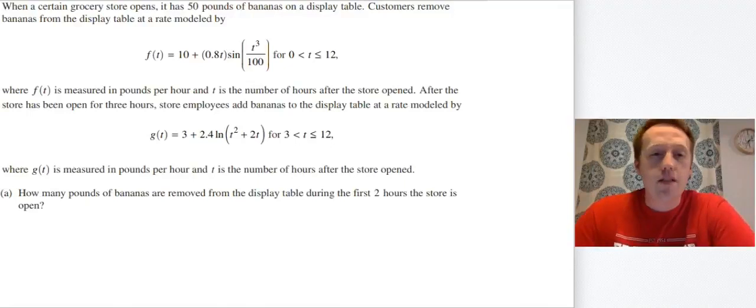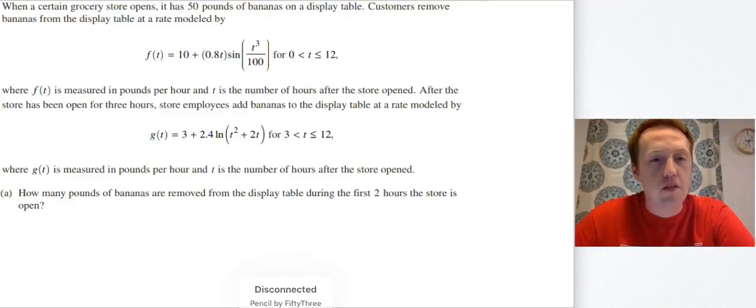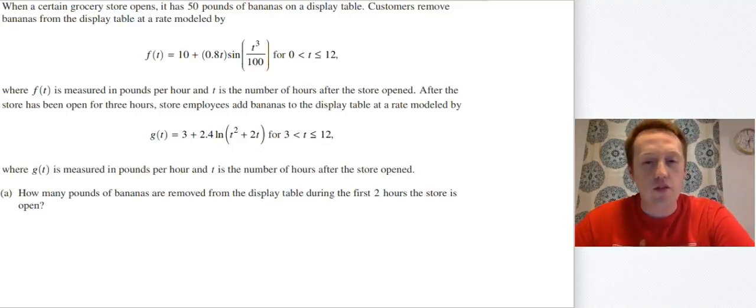This is the 2017 Calc AB rate question. When a certain grocery store opens, it has 50 pounds of bananas on a display table, and customers remove bananas from the display table at a rate modeled by f of t. F of t is measured in pounds per hour, and t is the number of hours after the store opened. After the store has been open for 3 hours, store employees add bananas to the display table at a rate modeled by g of t, where g of t is measured in pounds per hour, and t is the number of hours after the store opened.